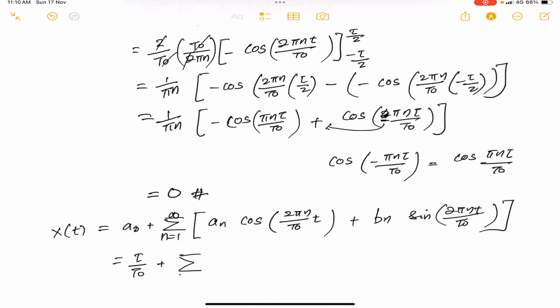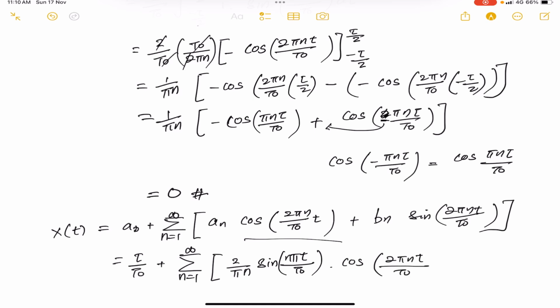Okay, so I write down the summation n from 1 to infinity 2 over pi n sine n pi tau divided by t naught, then multiply with the cos 2 pi n t over t naught. Okay, so this is an plus bn. Your bn value is 0, so just leave it at 0. So this is your final answer of this question for finding the trigonometric Fourier series. Thank you.